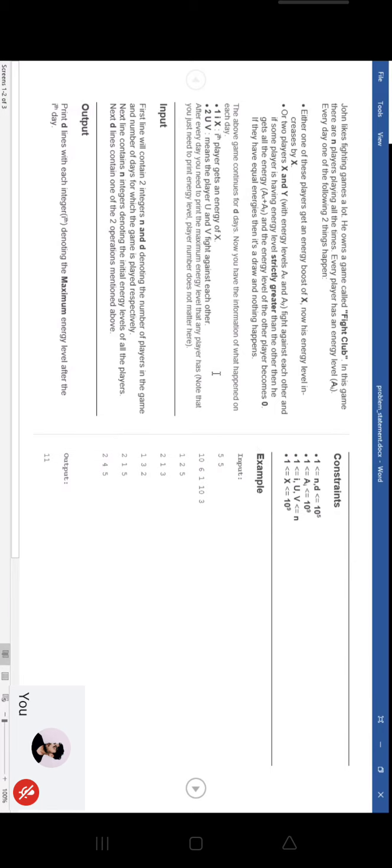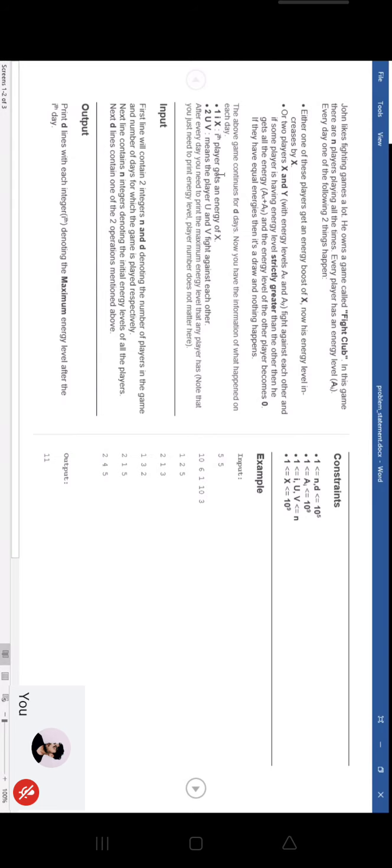Here it is written as the above game continues for D days. I have told you earlier that day will be one of the factors. So the game will contain n number of players and the game will continue for d number of days. Now, you have the information about what happened each day. There might be two types of operation, either energy boosting operation or fighting operation. Now how will you represent the energy boosting operation or fighting operation?